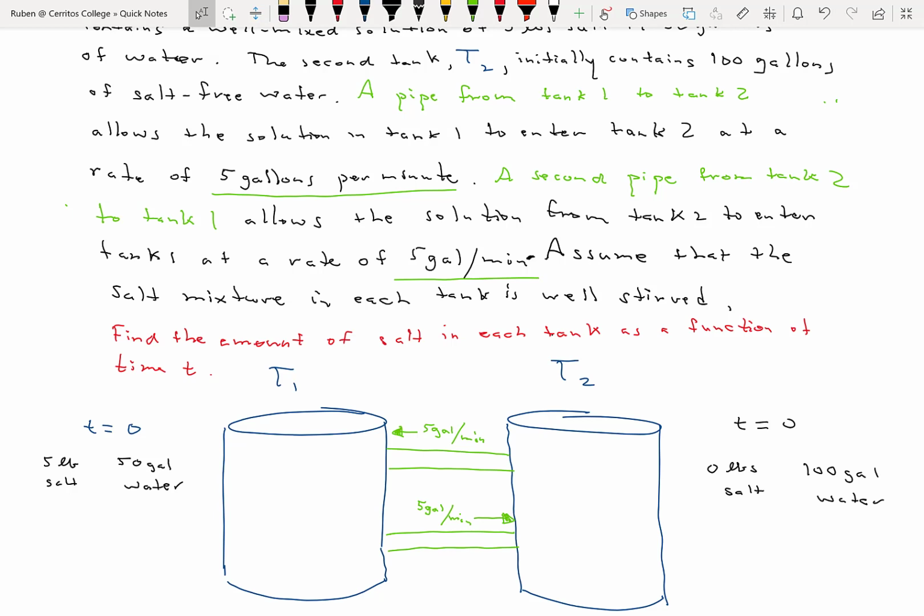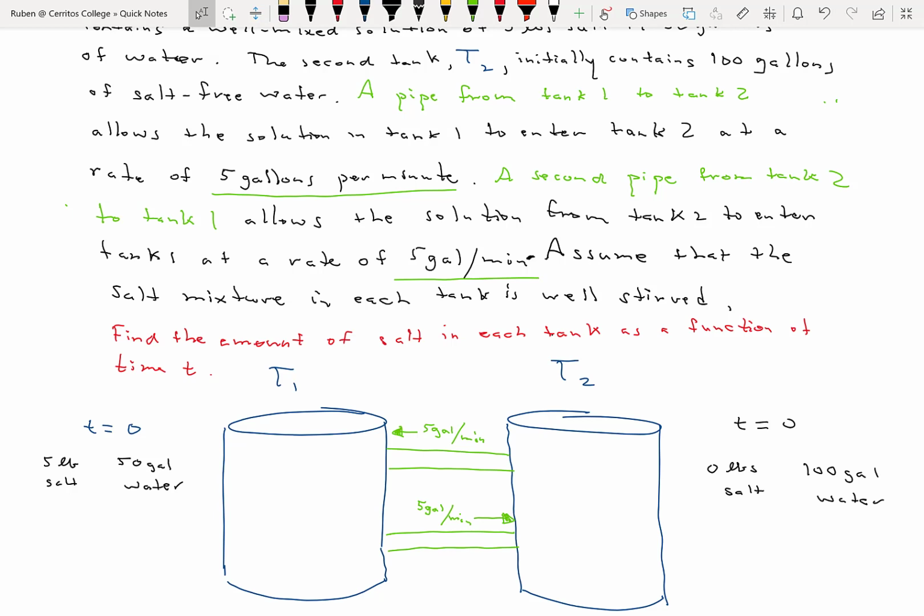So one thing is staying constant in each tank through time, and that's volume. The volume in each tank is not changing, because as 5 gallons per minute are leaving one tank, 5 gallons per minute are entering it. I don't think that sentence turned out real well. So the volume remains constant.